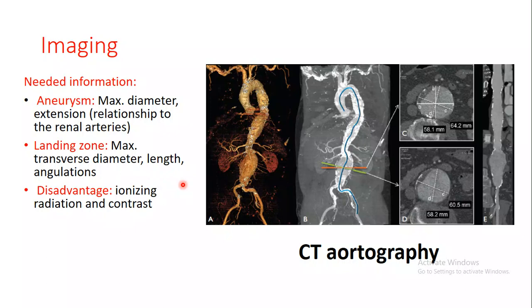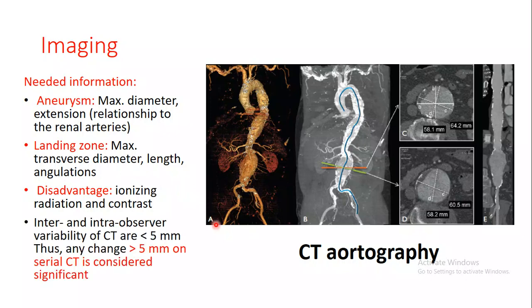It is not free of common disadvantages like ionizing radiation and contrast, as we all know. Also, the inter- and intra-observer variability for CT serial assessment is less than 5 mm, so any change beyond this point, above 5 mm on serial CT, is considered significant.